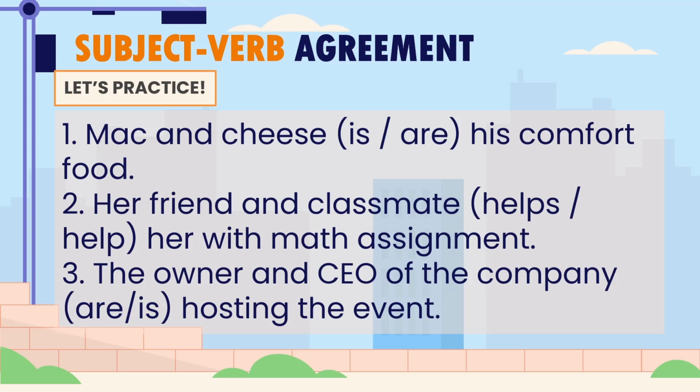Next, her friend and classmate help her with math assignment. So, the answer is, it is help since her friend and her classmate is just the same person. Next, the owner and the CEO of the company is or are hosting the event. So the answer is is, since the owner and the CEO is just the same person.